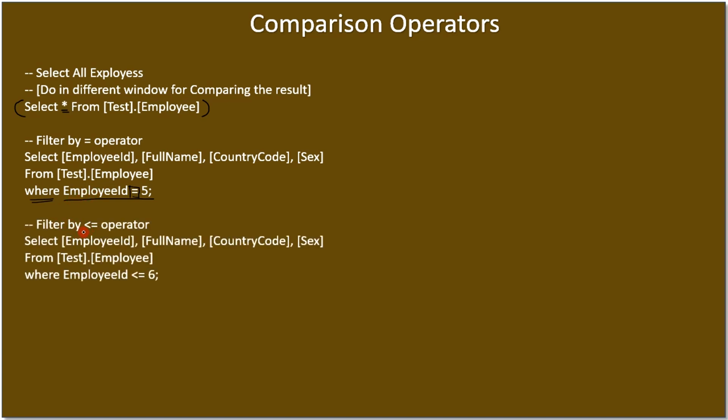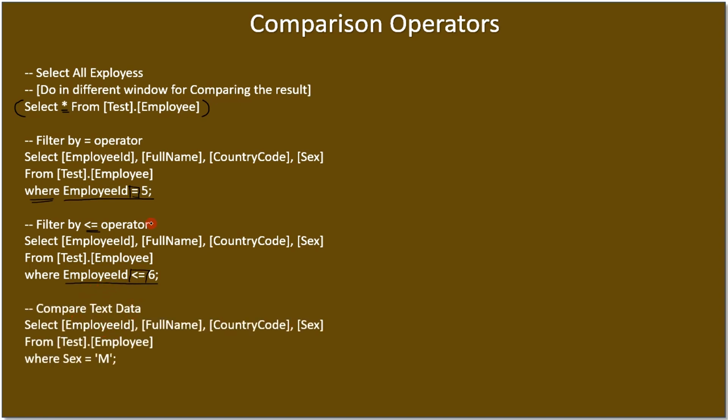Here we are using the less than or equal to operator. The select query is the same, and in the where condition we are using employee ID less than or equal to 6. So all the records matching this condition will get returned by this where condition. Here, we are using the less than or equal to operator.